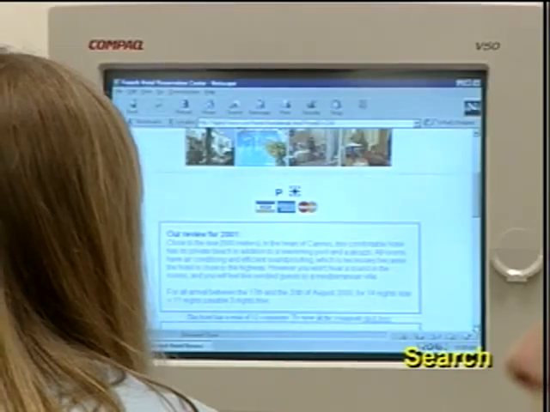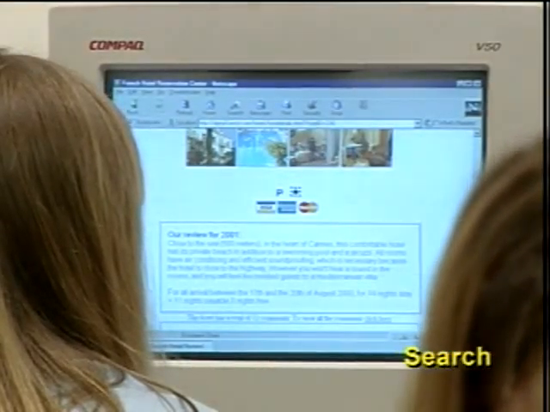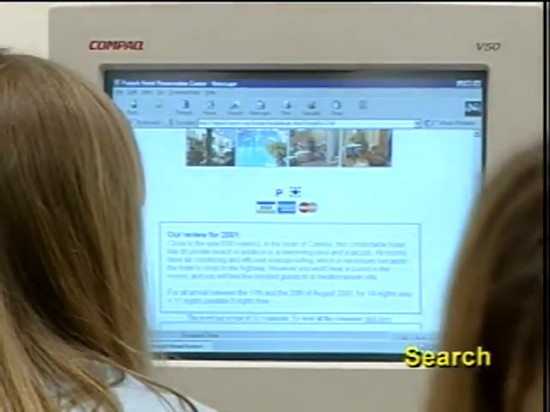Students cooperatively search using both internet and library sources to locate information about the small towns along the route of the Tour de France. They plan a search strategy to find relevant information.